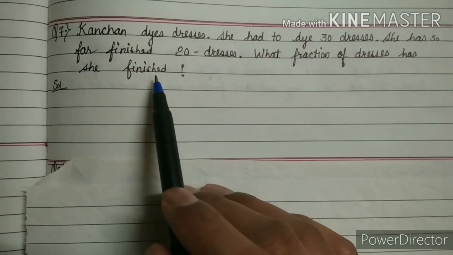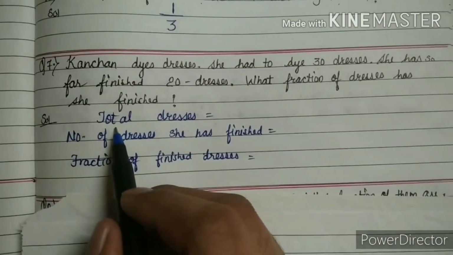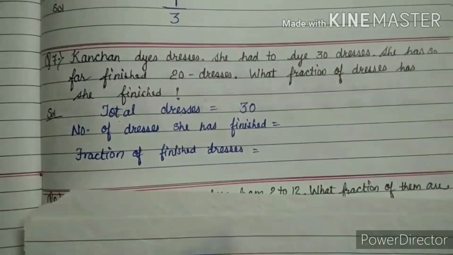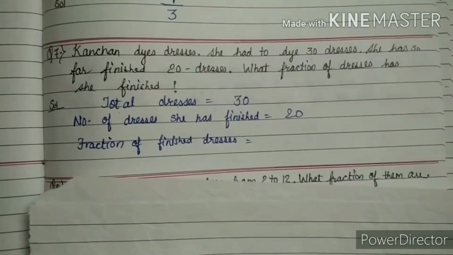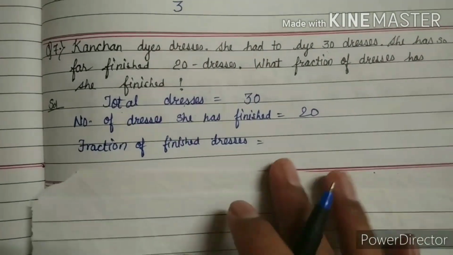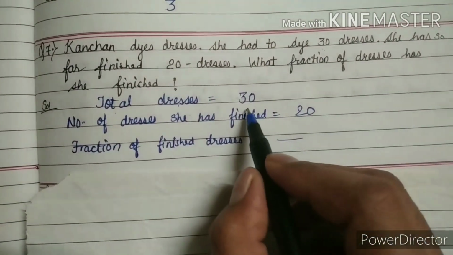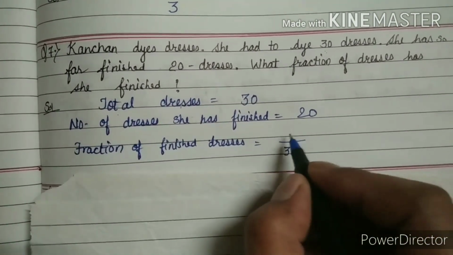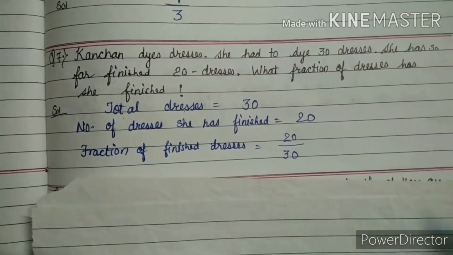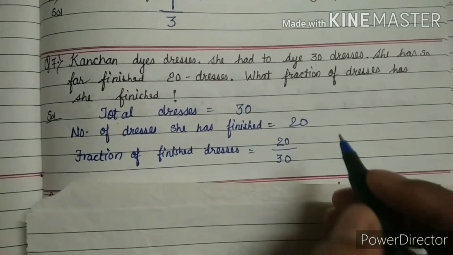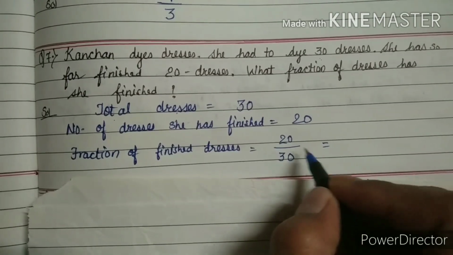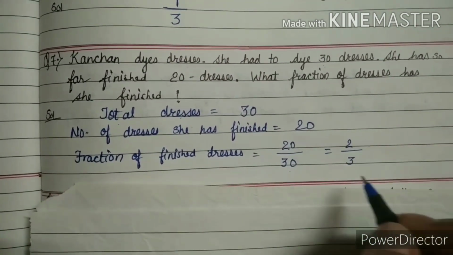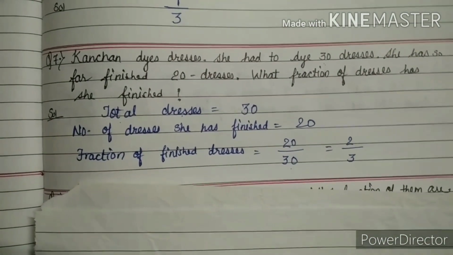Okay, so let's do it. Total dresses is 30. Number of dresses she has finished is 20. So fraction of finished dresses. Always the total will come at the downside and whatever is being asked will come at the numerator. So 20 will come here. 20 and 30 both come in the table of 10. 20 is 2 times, 30 is 3 times. So the fraction of finished dresses is 2/3.